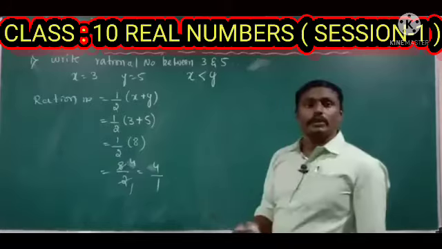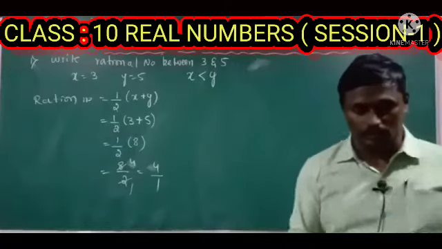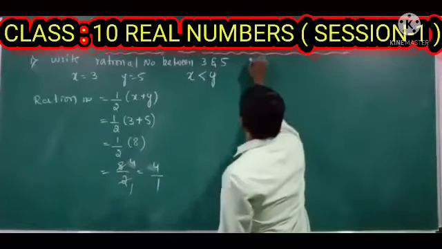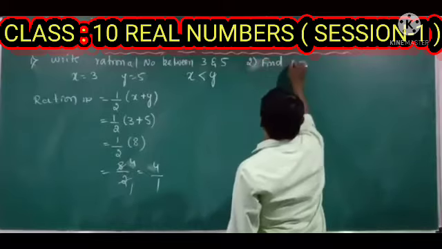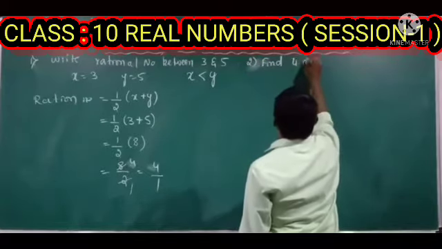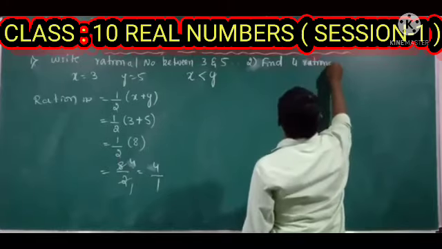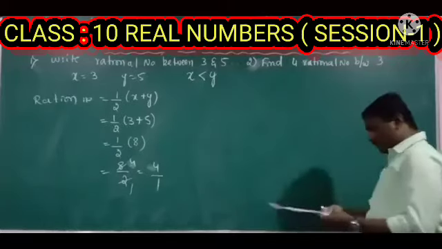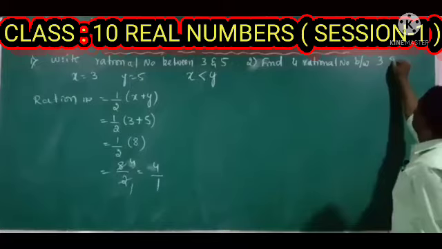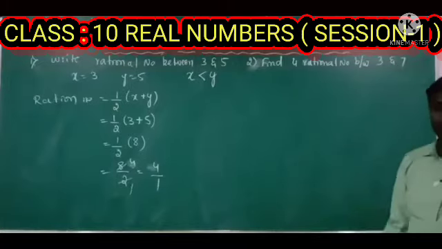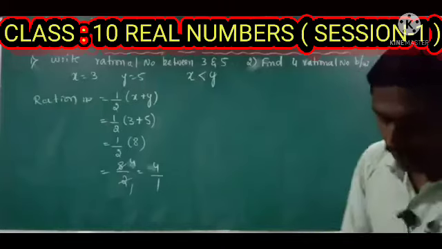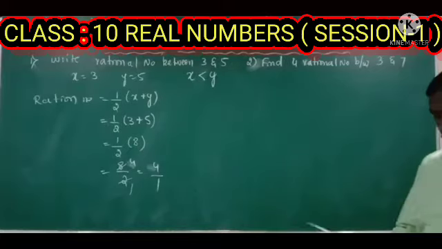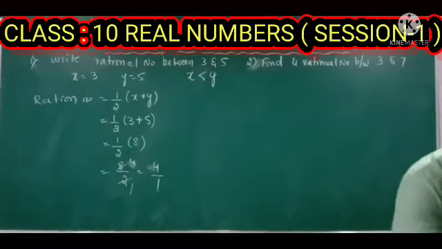If you need to find more than one rational number, one more formula is there. Find 4 rational numbers between 3 and 7. So how are you going to find the 4 rational numbers between 3 and 7?